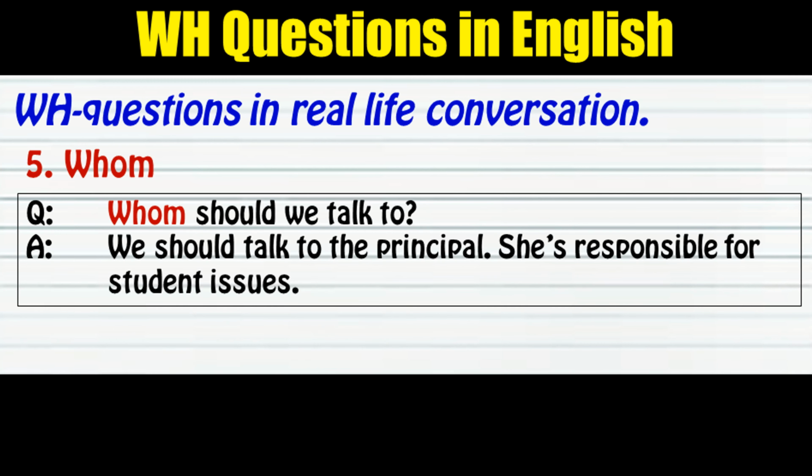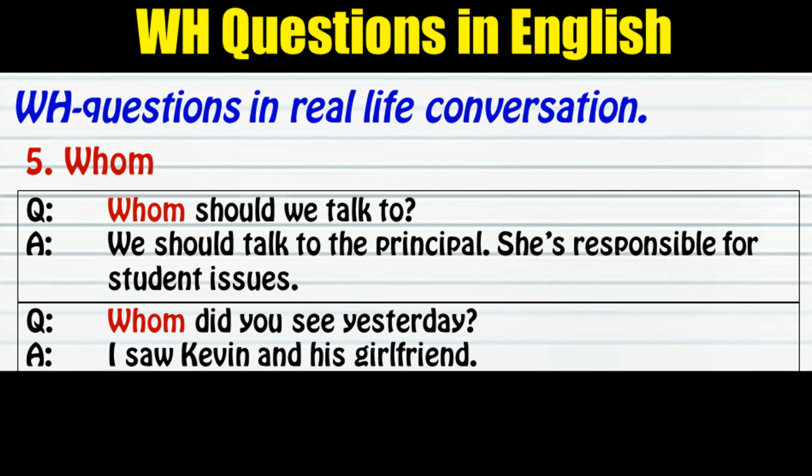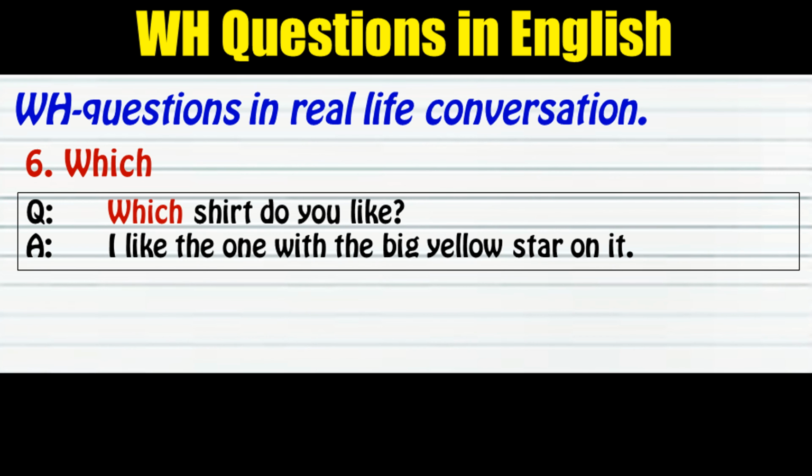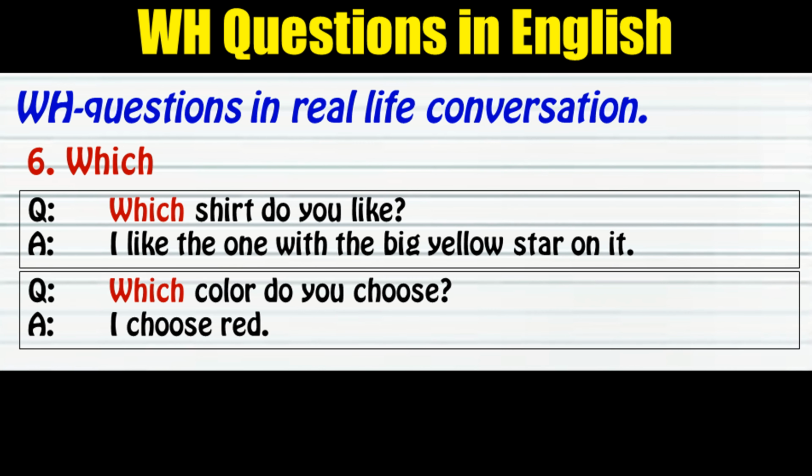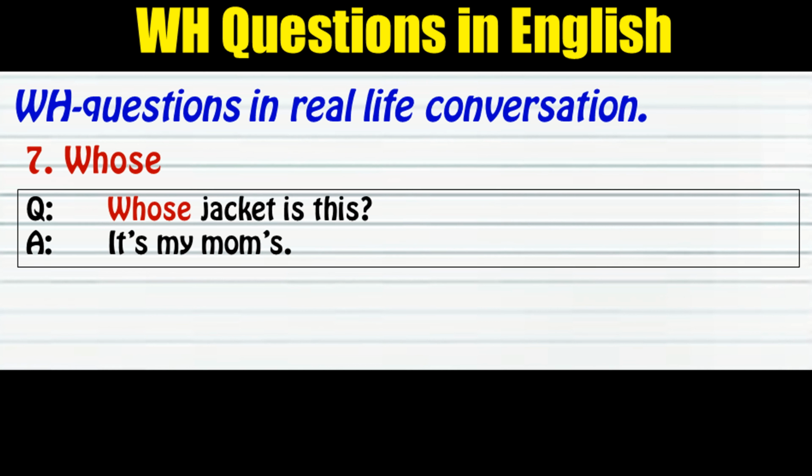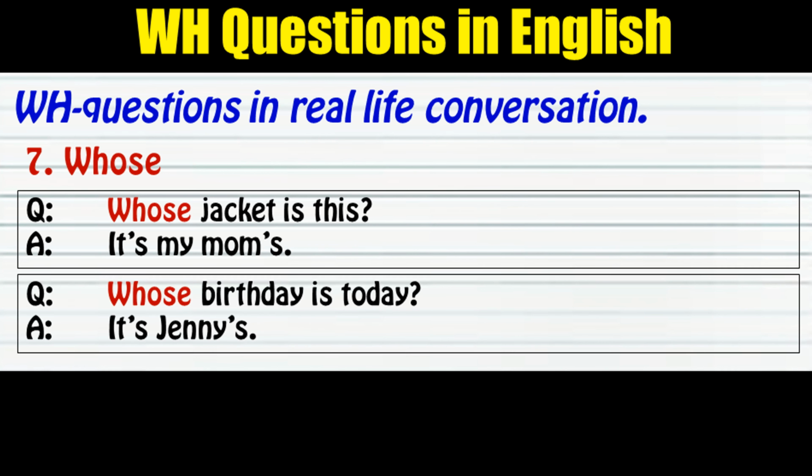5. Whom? Whom should we talk to? We should talk to the principal. She's responsible for student issues. Whom did you see yesterday? I saw Kevin and his girlfriend. 6. Which? Which shirt do you like? I like the one with the big yellow star on it. Which color do you choose? I choose red. 7. Whose? Whose jacket is this? It's my mom's. Whose birthday is today? It's Jenny's.